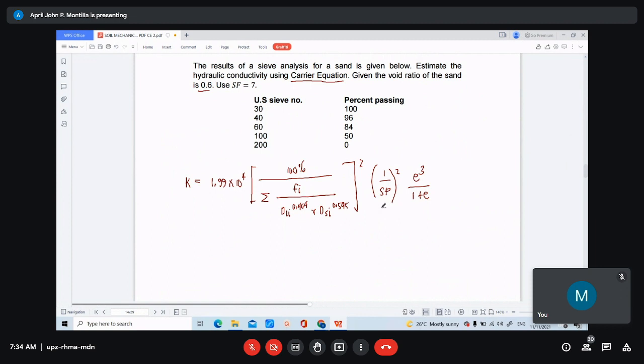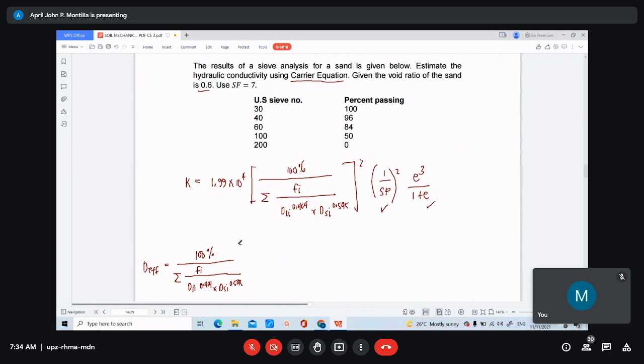Ngayon, we have now SF. We have now e in this given problem. Ang kailangan natin i-simplify ay itong parameter na to, para ma-compute yung hydraulic conductivity. Ngayon, ano ba yung 100% divided by summation of Fi over DLi raised to 0.404 times DSi raised to 0.595? That is what we call effective grain size of the solid grains. That is D10.